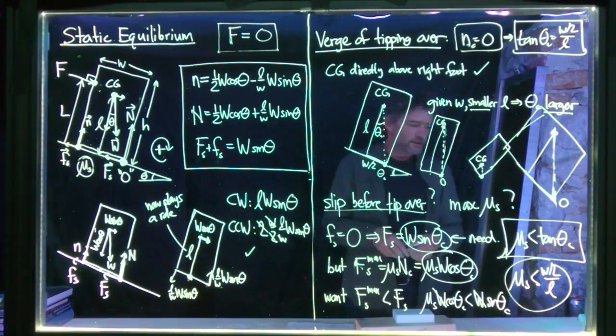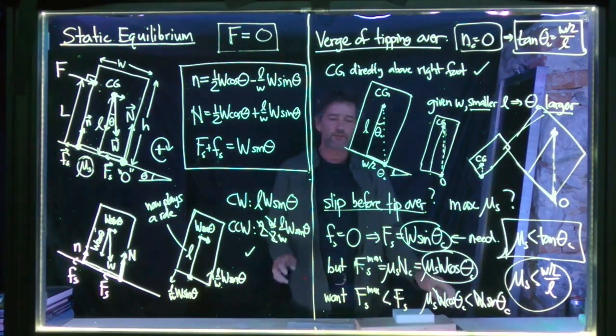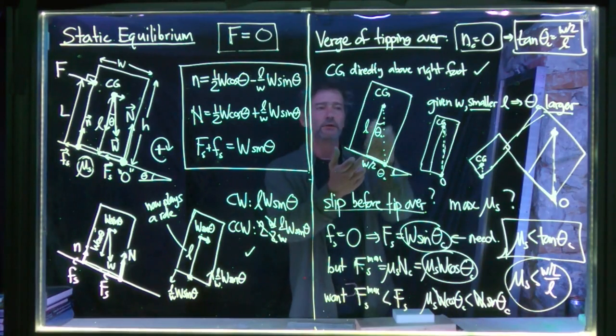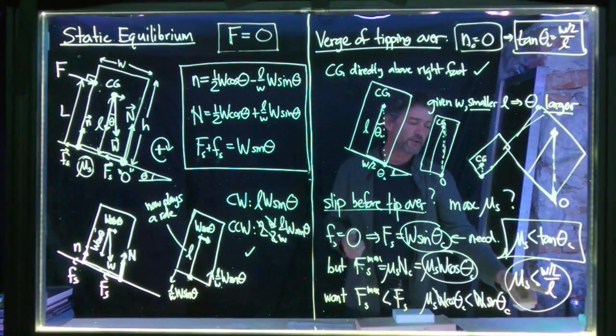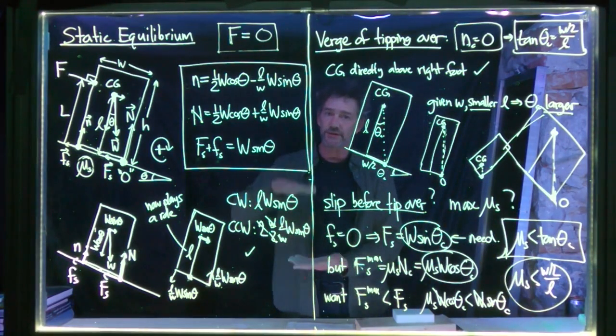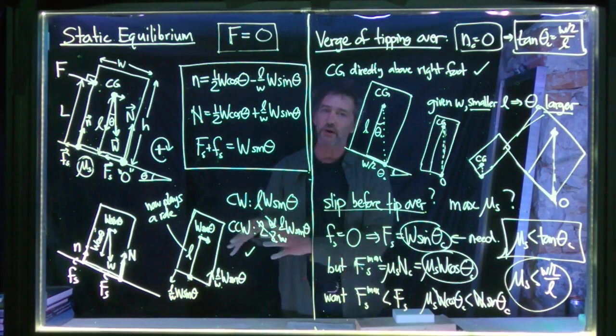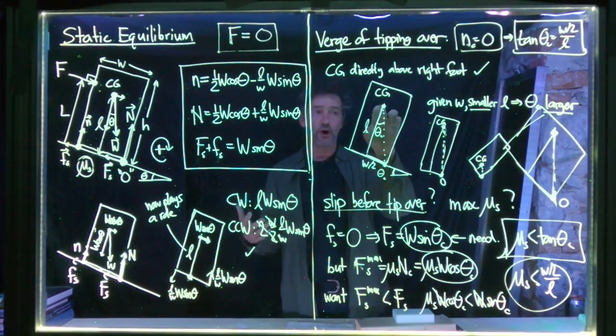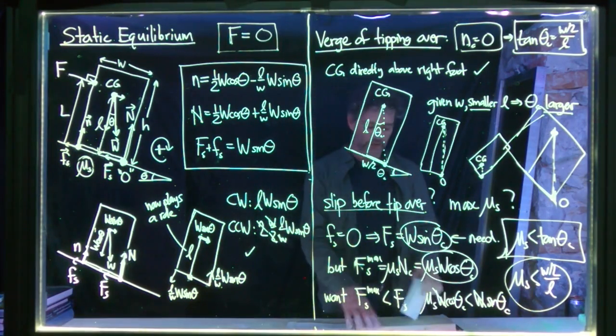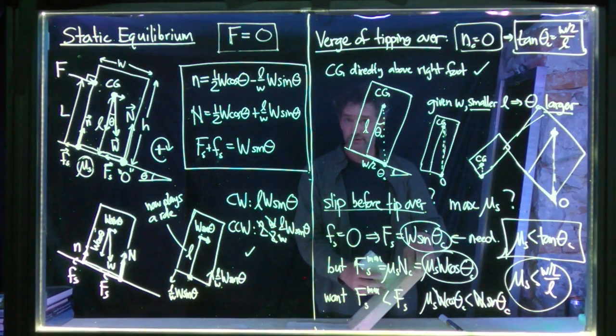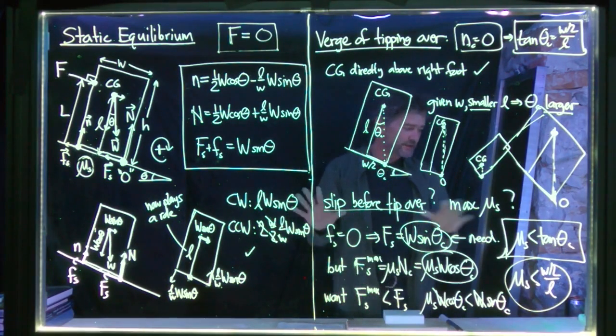All right. So what that says, and you can see this, is that if we make L larger, so we move the center of gravity point higher, then L is bigger in the denominator, and so this number is smaller. And so then mu S needs to be even smaller in order for it to slip before it tips over. So again, it's a problem to have top heavy things. They're going to tip over before they start to slip, unless you have a really slippery surface. So that's the basic idea here.